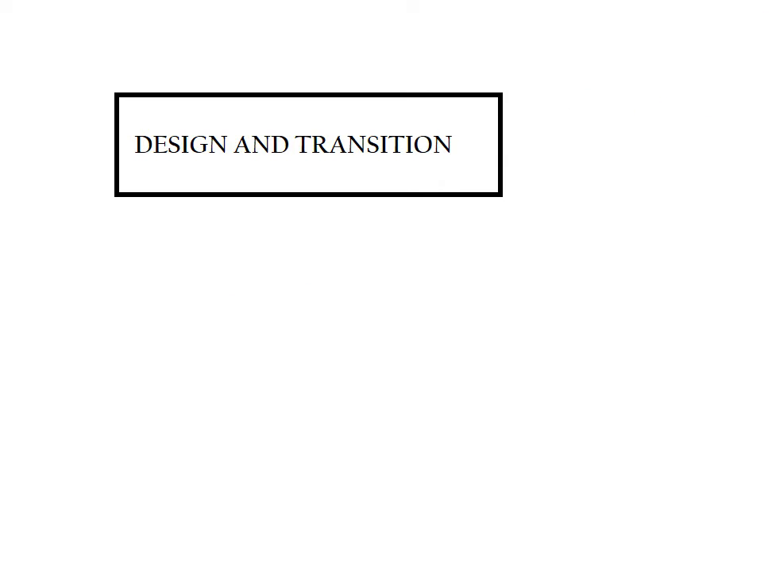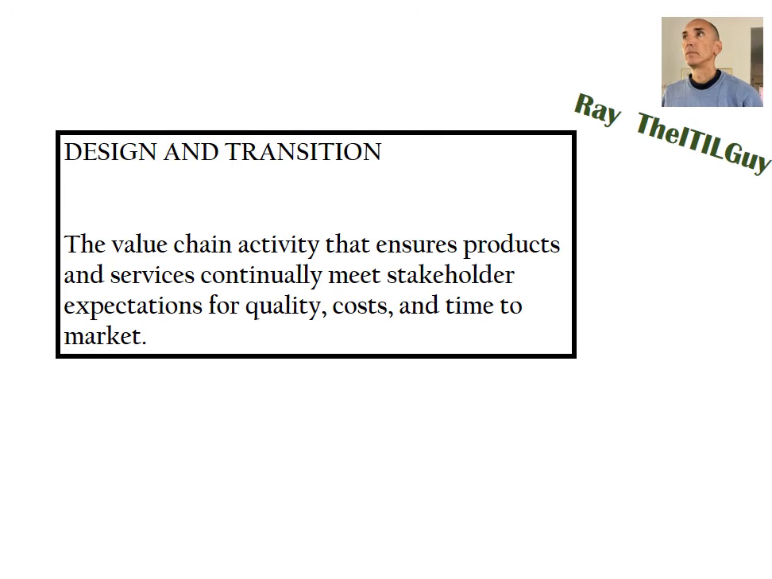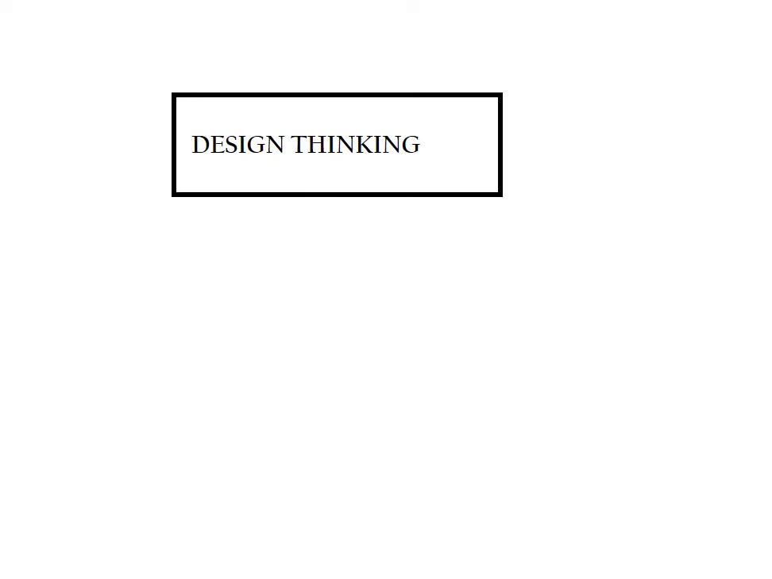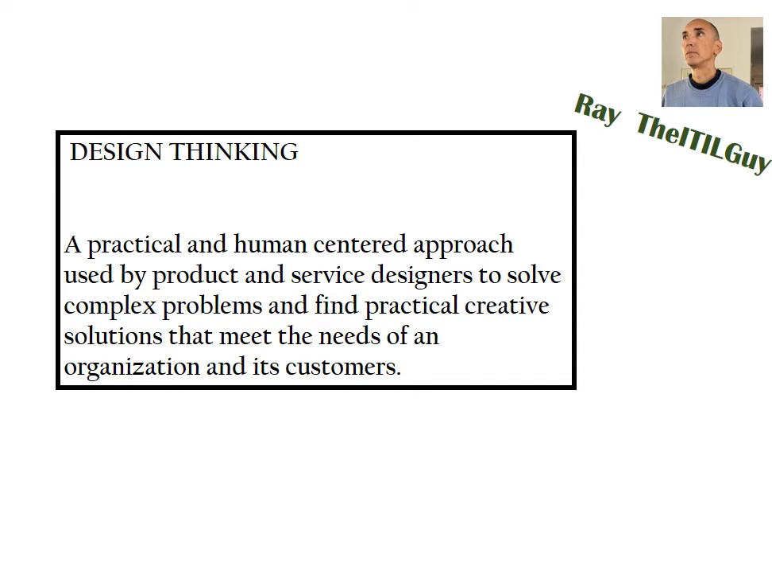What is design and transition? Design and transition is the value chain activity that ensures products and services continually meet stakeholder expectations for quality, costs, and time to market. What is design thinking? Design thinking is a practical and human-centered approach used by product and service designers to solve complex problems and find practical, creative solutions that meet the needs of an organization and its customers.